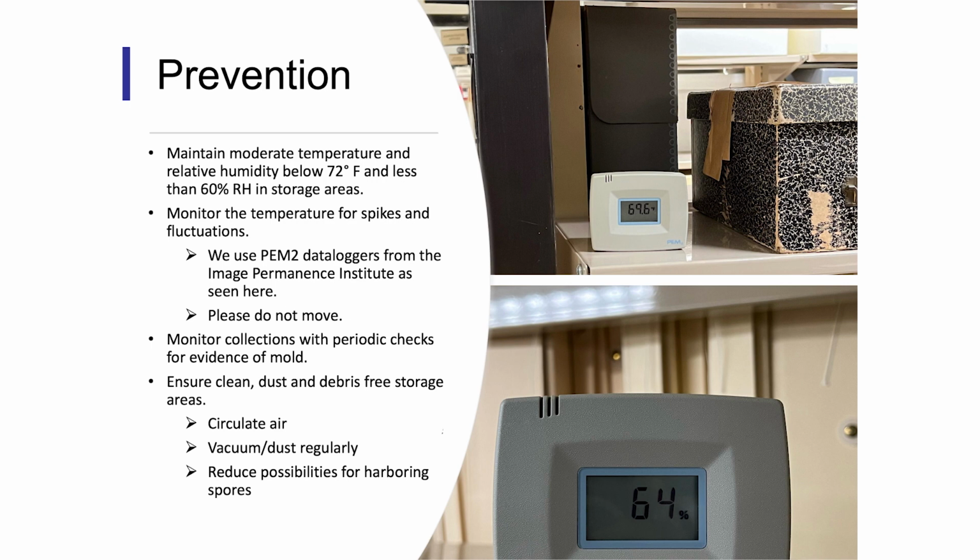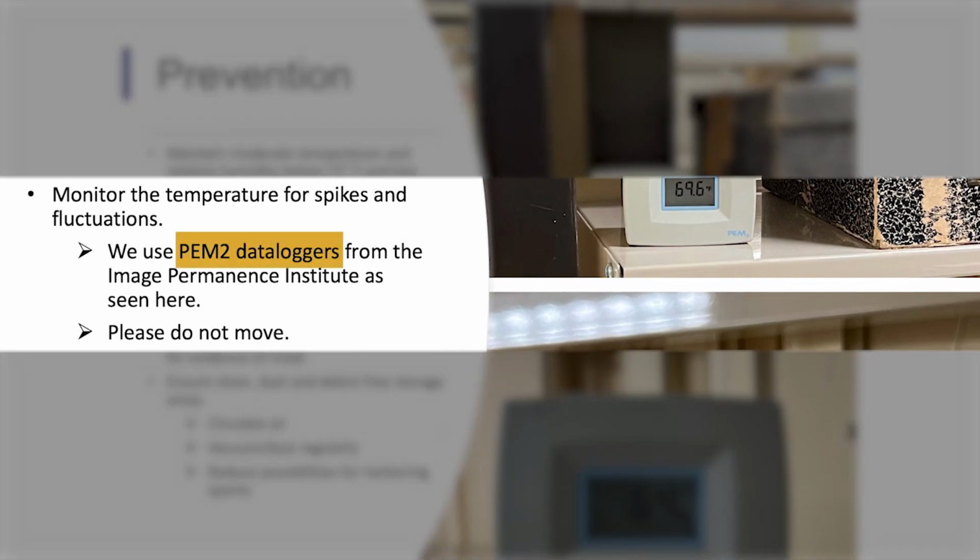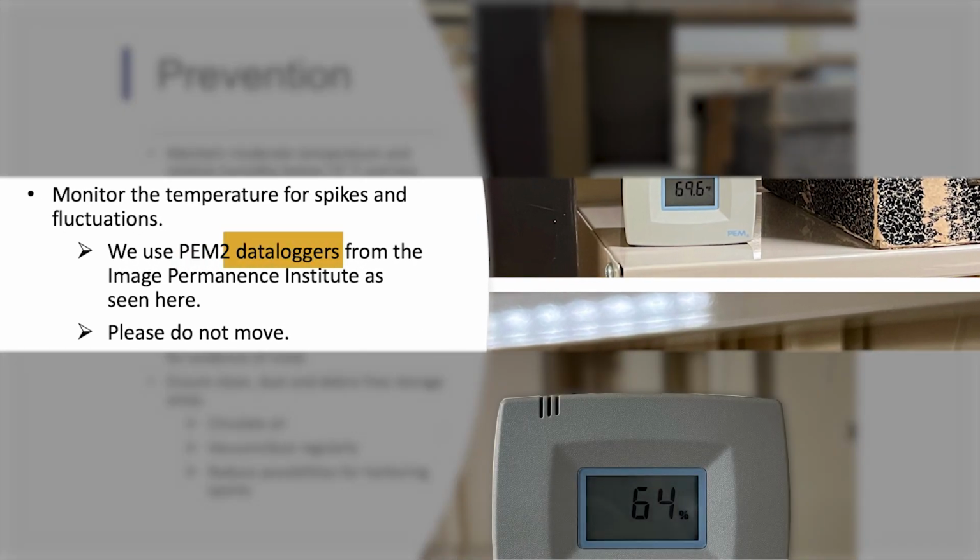In such cases, it is better to create as much environmental stability as possible and to understand the particular characteristics of the building, the HVAC system's capacity itself, and known problem areas or consistent issues. We use PEM2 data loggers, as seen here from the Image Permanence Institute, to record the temperature and relative humidity.